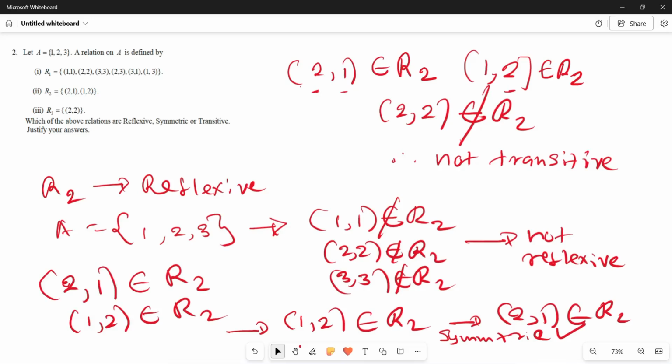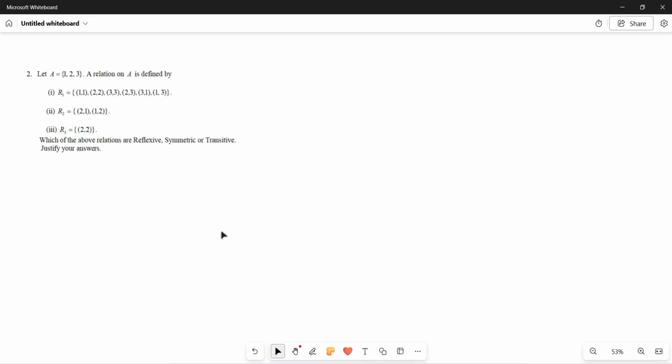Okay, so in the relation R2, it is not reflexive because (1, 1), (2, 2), (3, 3) are not present, and this is symmetric. The reason is (2, 1) is there, and the reverse (1, 2) is also there. If (1, 2) is there, (2, 1) is also there, so it is symmetric. When checking the symmetric, while checking one ordered pair, you want to check the other one also, right? Okay, now we'll check R3.